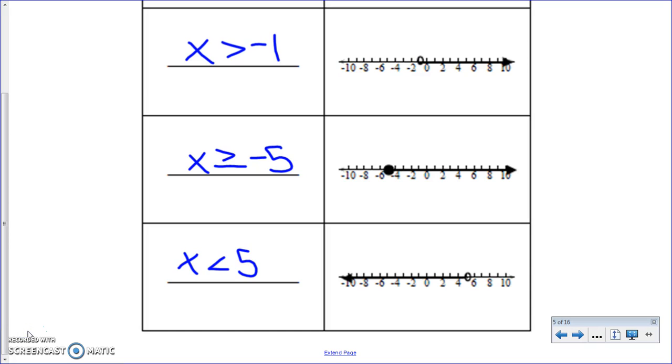So when writing your inequalities, the things you have to look for is what direction is your arrow heading, or the number's getting bigger or smaller. Is the dot completely filled in, or is it open, and where is it located? Those three things will help you write your inequality.